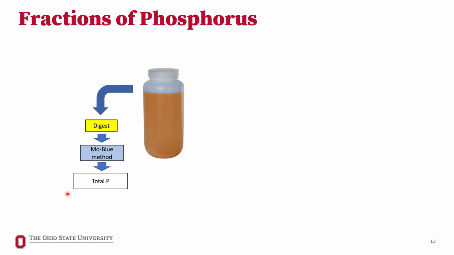The first fraction is total phosphorus. This whole water can be digested. The digestion process will turn all phosphorus in the sample into reactive phosphorus, which can then be measured with the molybdate blue method.